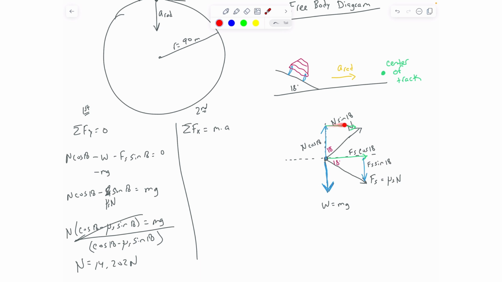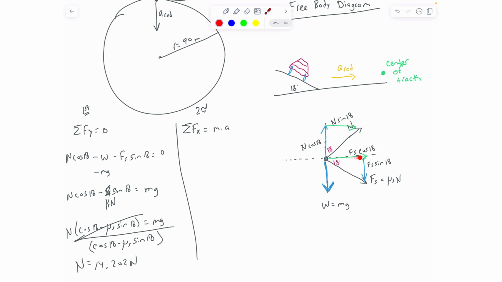these. So this is pointing in this direction. The n sine 18 is pointing in this direction, and the fs cosine 18 is pointing in this direction. So both forces are pointing in this direction. That's because the radial acceleration is also pointing in that direction, right? So the forces are pointing in the same direction as the radial acceleration, which is correct. That's what you want. Remember, in circular motion, the radial acceleration is going to point towards the center of the circle, and this is the center of the circle. Great.